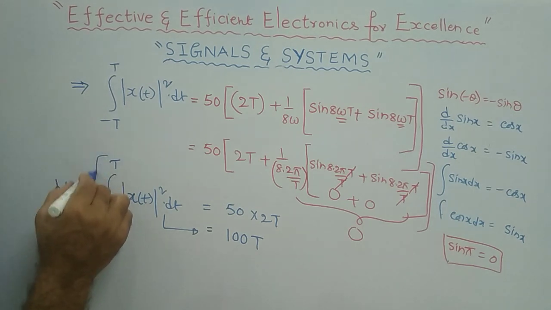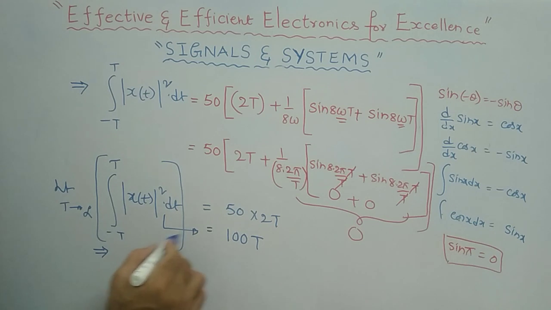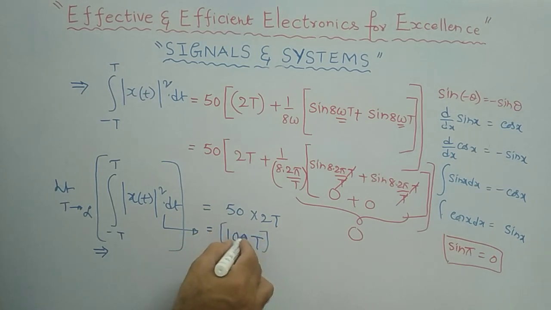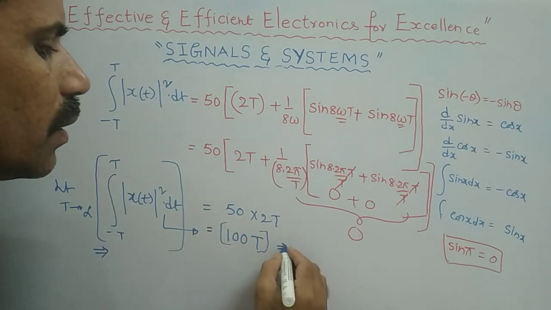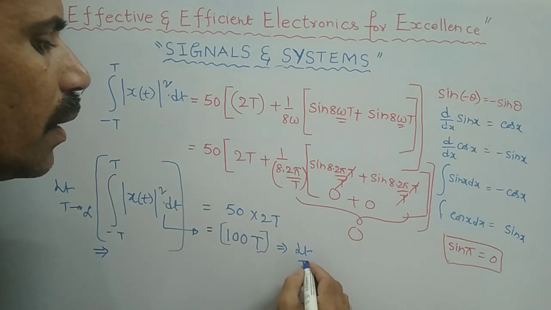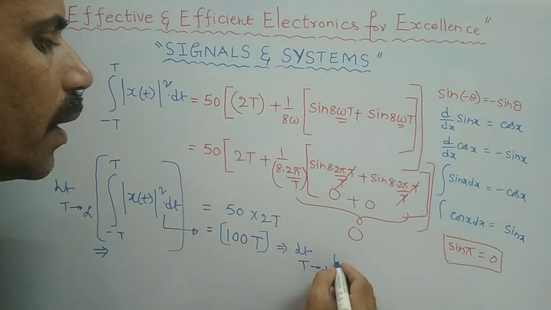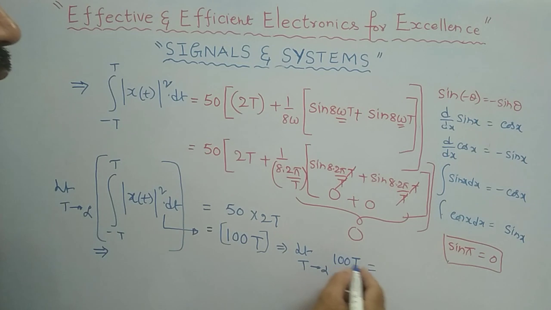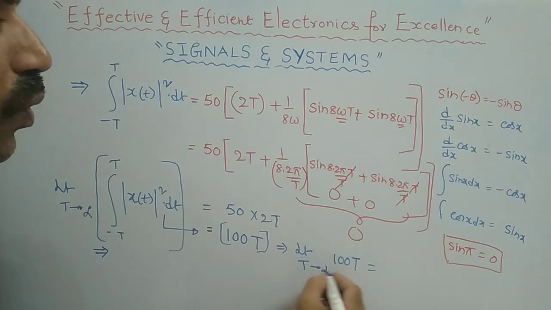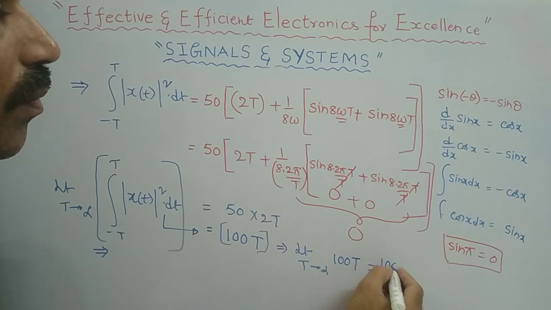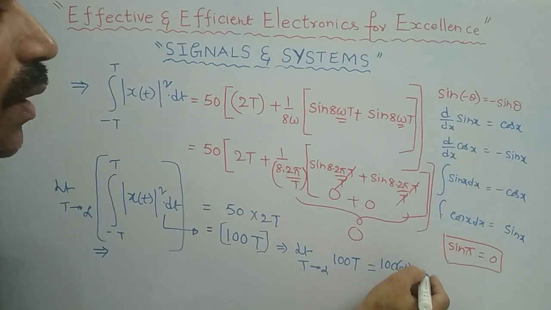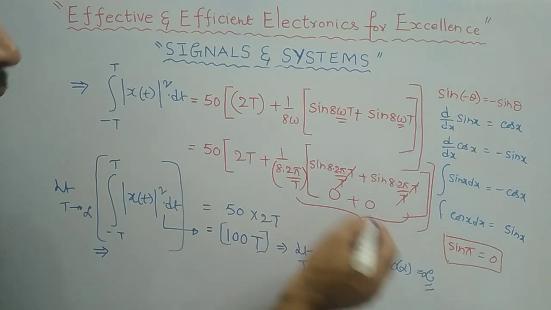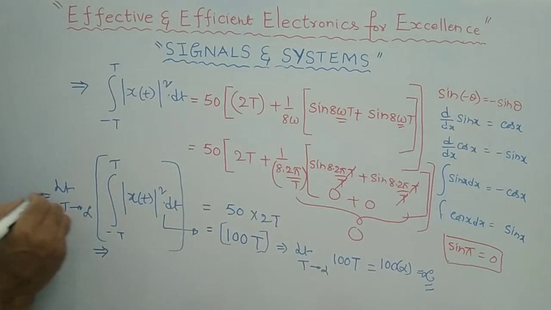This integral we have obtained is nothing but 100t. For this 100t, you need to apply limits. This is limit t tends to infinity of 100t. So in this 100 into t, apply t tends to infinity. That means 100 into infinity, which is infinity. So this is your energy.